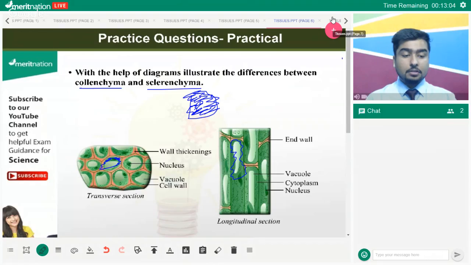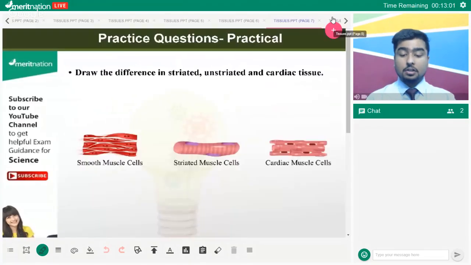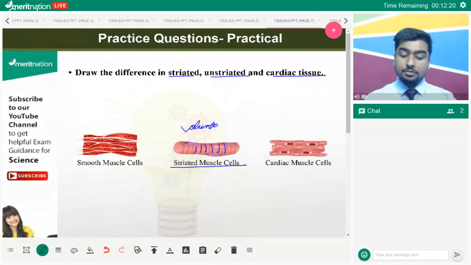So guys, that brings us to the end of the discussions. There are practical questions as well. Now see, here we are asked to differentiate between striated, unstriated, and cardiac tissue, right? So striated, as you can see, we have rectangular cylindrical cells, and we have striations. We have dark zones and light zones. These are called striated muscle cells. They generally work for voluntary muscles, that are under your control.